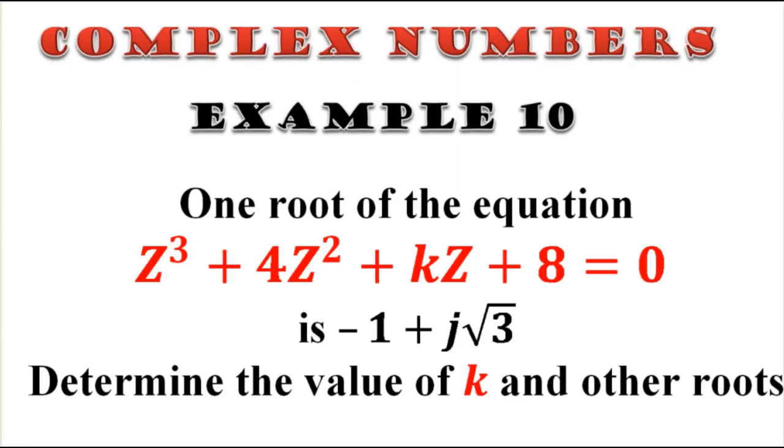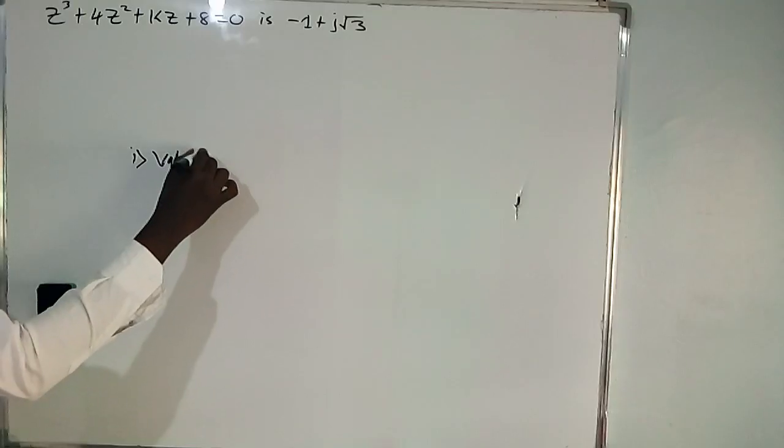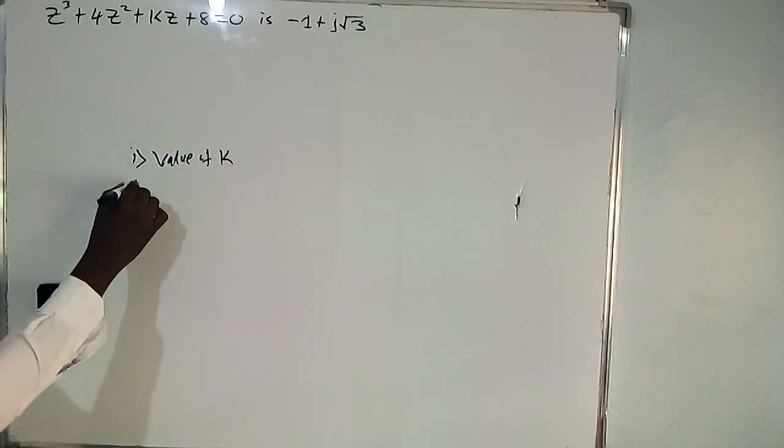Given that one of the roots of the equation z cubed plus 4z squared plus kz plus 8 equals 0 is -1 plus j root 3, determine the value of k and the other roots. How do we determine the value of the unknown and the other roots?